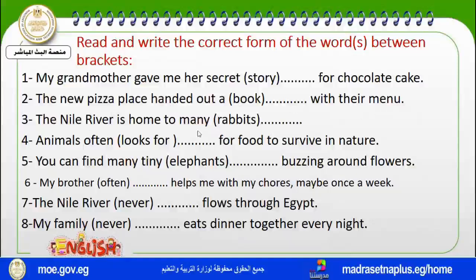The Nile River is home to many rabbits. Do you know the rabbit? This quick animal. So, do rabbits live on land or live in the Nile? Animals often look for food to survive in nature. Is it okay? Animals looks. You can find many tiny elephants buzzing around the flowers. Can elephants move around the flowers?